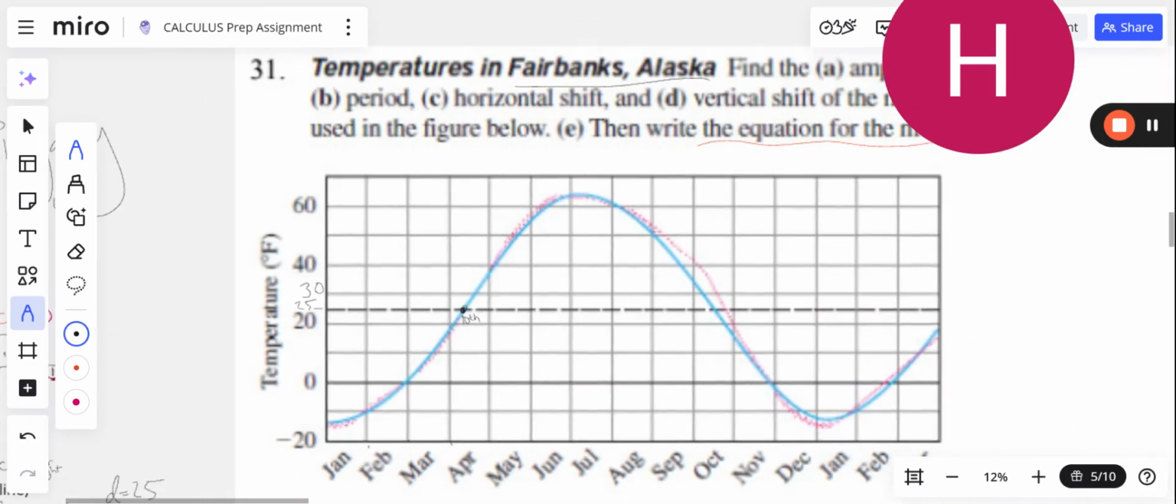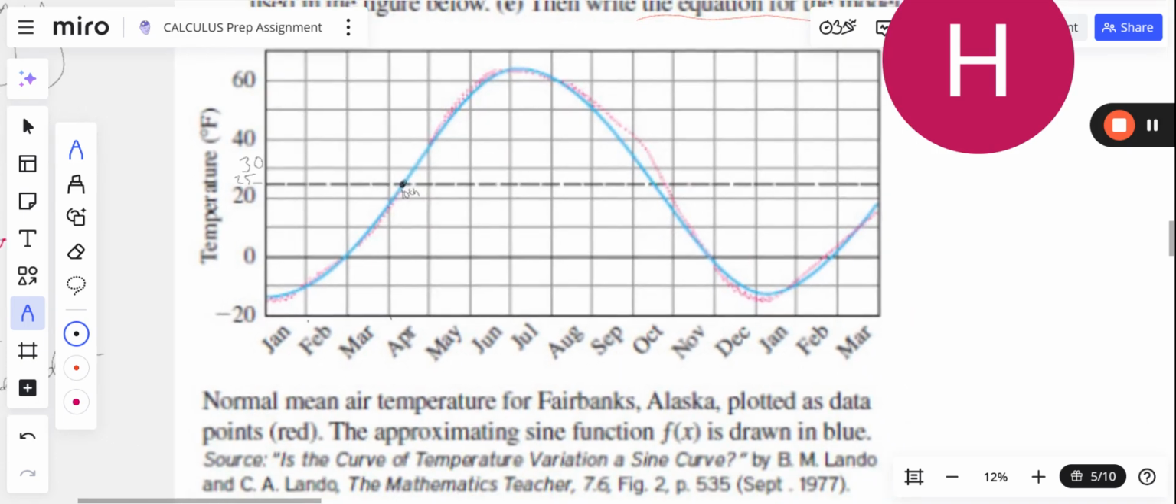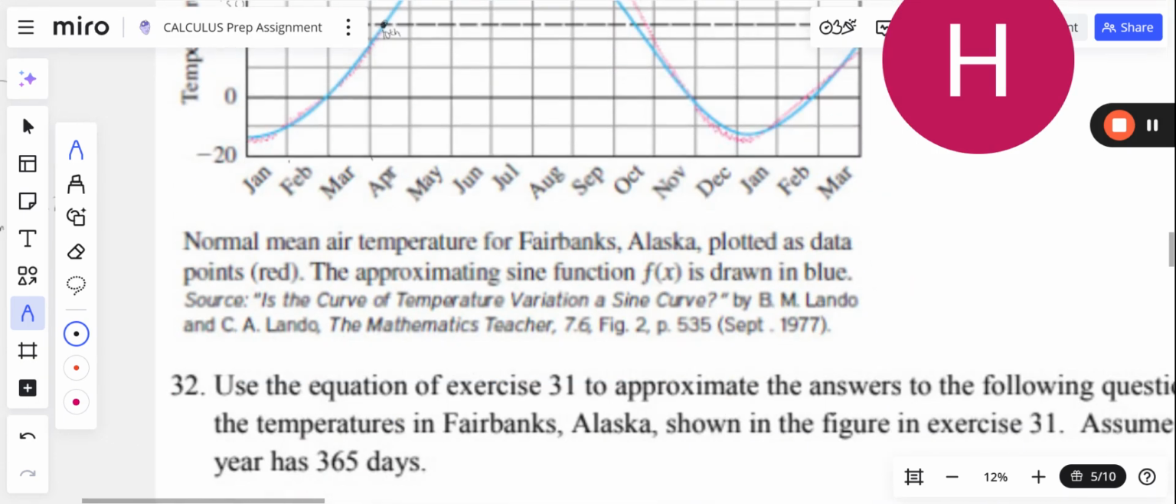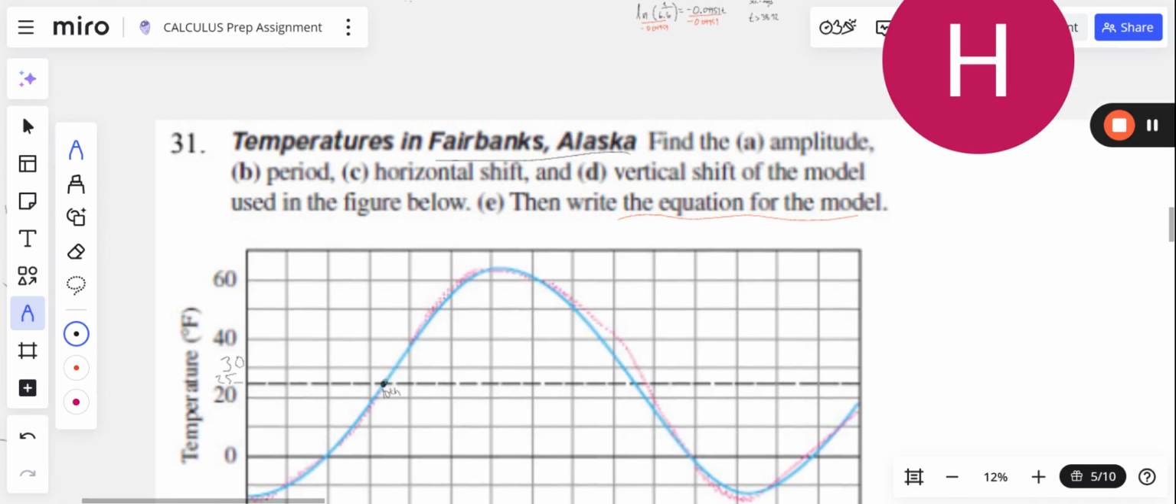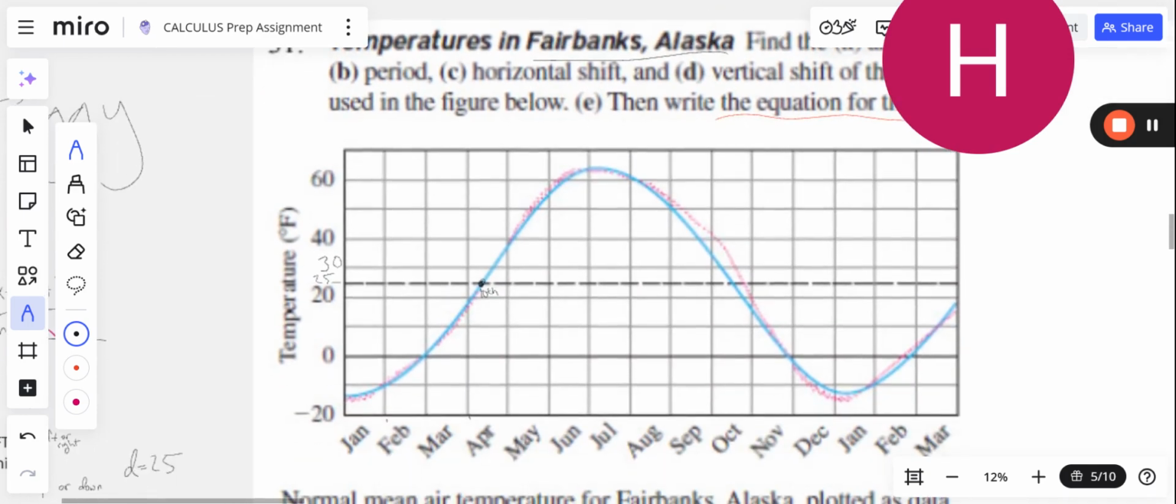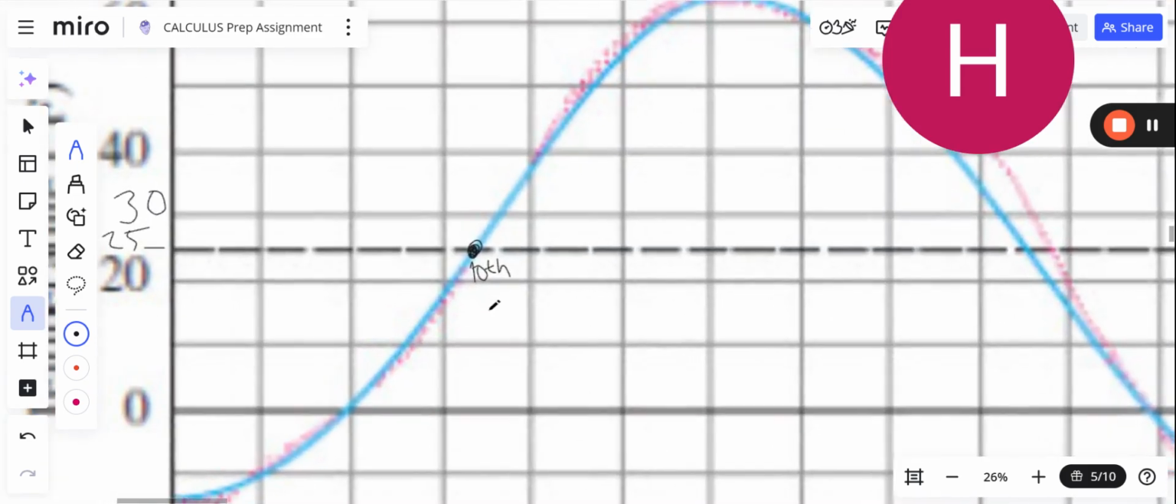So on April 10th, we have to figure out if they're using days or months for the x-axis. They didn't really indicate that. We're going to say that they're using 365 days for one full period, roughly. Yeah, I think that's fair to say, because that's one full year. So the temperature is roughly going to repeat its cycle after a full year. So where is this starting point?